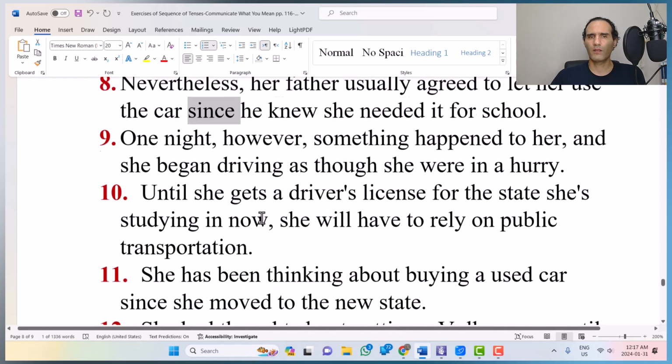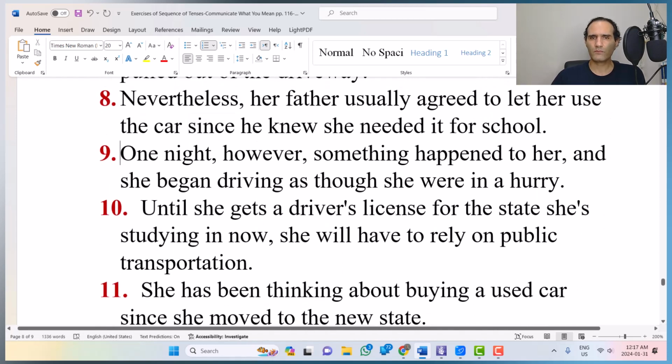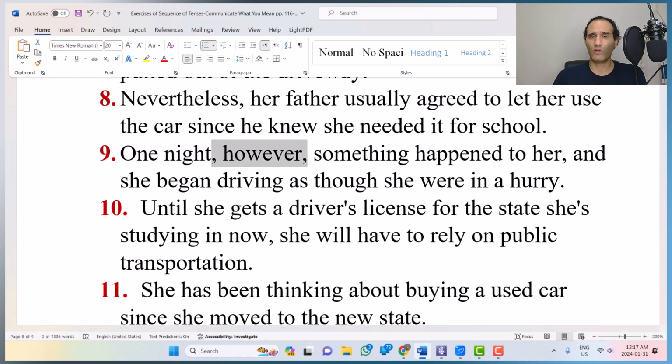Okay? Number 9. One night, however, you know about this comma punctuation. I have talked about it. One night, however, something happened to her, and she began driving as though she were in a hurry. As though she were after, as if, and as though. Your to be verb is were for all the pronouns.